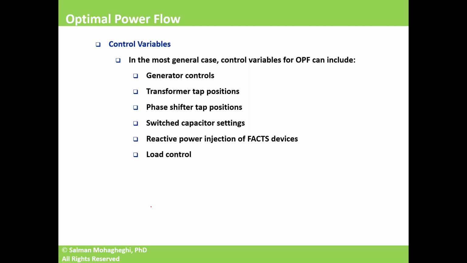If you have switched capacitors that may be switched on or off depending on need, the on-off status of that capacitor can be a control variable as well. In more advanced versions, sometimes people include FACTS devices like STATCOM or SVC and consider the reactive power injection of these devices to be another control variable. And lastly, we can look into load control in terms of either control of demand responsive loads, which go through voluntary load curtailment or load reduction, or an involuntary load shedding upon need. So these are the larger set of variables that could be included in OPF.